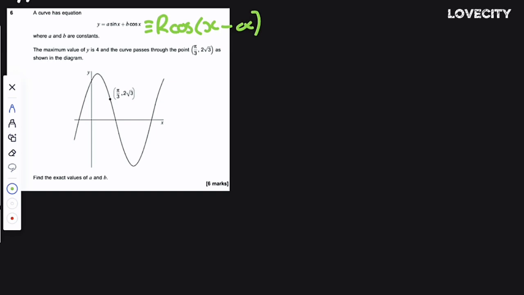So why is this useful? Well, if you think back to this r cos form, and I've got a video on this, so you can check that out, we saw in this r cos form that r is the maximum. So when we're told that the maximum value of y is 4, we can just straight away go that r is 4. Which is super amazing.